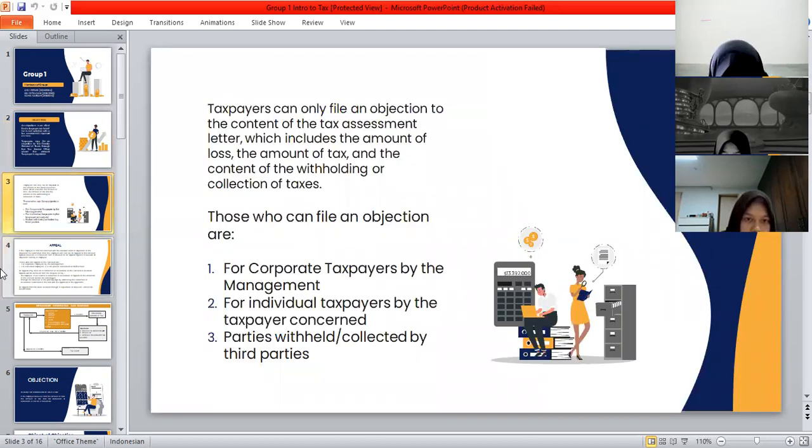A taxpayer can only file an objection to the content of the tax assessment letter, which includes the amount of loss, the amount of tax, and the content of the withholding or collecting of taxes. Those who can file an objection are: first, for a corporate taxpayer, the management; second, for an individual taxpayer, the taxpayer concerned; and last, parties withheld or collected by third parties. Next, Nuha.